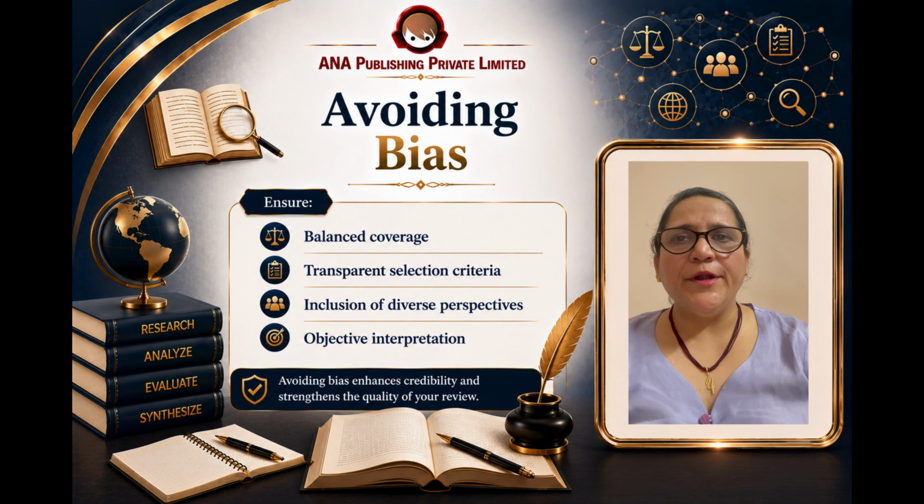Another important principle is objective interpretation. Findings should be presented fairly, even when they challenge personal assumptions or expectations. A literature review should represent the evidence accurately and responsibly. Maintaining objectivity strengthens both the credibility and scholarly value of the review.